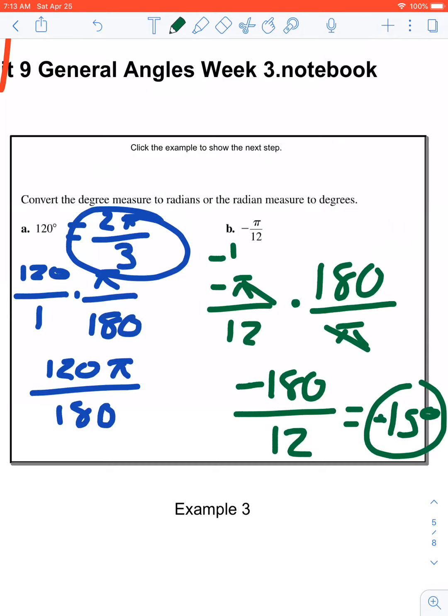So that's the unit for today, just going over radians and degree measurement and flip-flopping between the two. That will come again more into play when we start talking about unit circle.